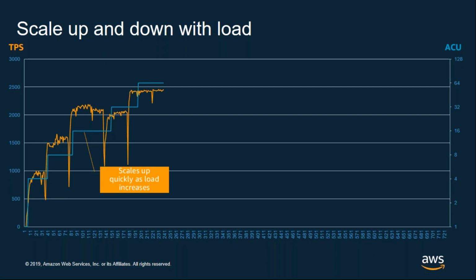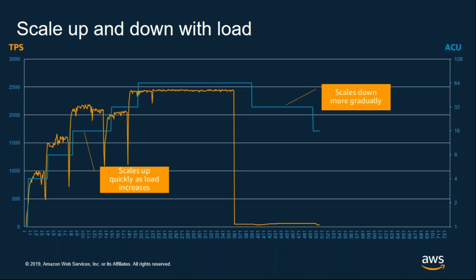So here in the yellow, we have transactions coming in from the application, and in blue, we have our Aurora capacity units scaling up and down based on the load. So as you saw in the first few seconds, as traffic comes in, our Aurora capacity units scale up rapidly, and it reaches a peak here at 64 capacity units. And then when the workload drops, we scale down gradually because we don't know if the workload is going to spike again. So we don't want to scale down completely to zero. We scale down gradually in case the workload spikes again. So you don't need to worry about any downtime or any negative application impact.